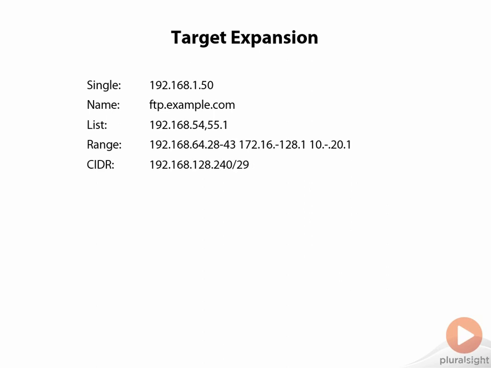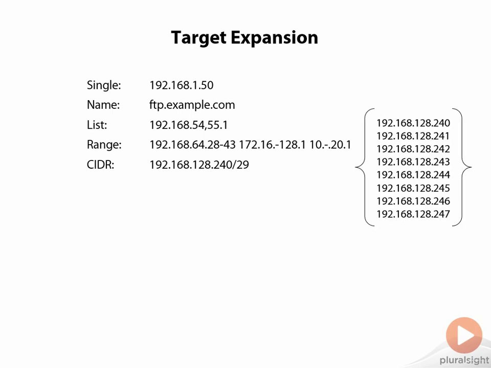Nmap can also handle classless interdomain routing or CIDR address specifications. IP addresses are described as consisting of two groups of bits, with the bits on the left defining the network address and the bits on the right defining the host identifier. The number after the slash in a CIDR notation indicates the division between the network address and the host identifier and is interpreted as being the number of bits starting with the leftmost bit that makes up the network address. In this case, 29 bits define the network and 3 bits define the hosts on the network. Nmap expands this CIDR notation into a list of 8 IP addresses.